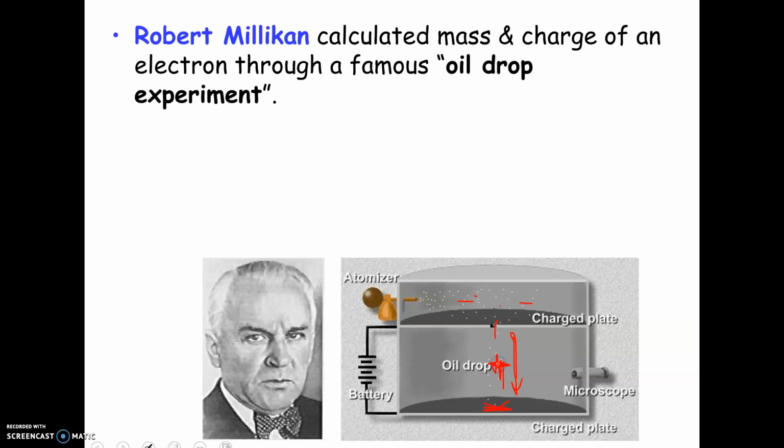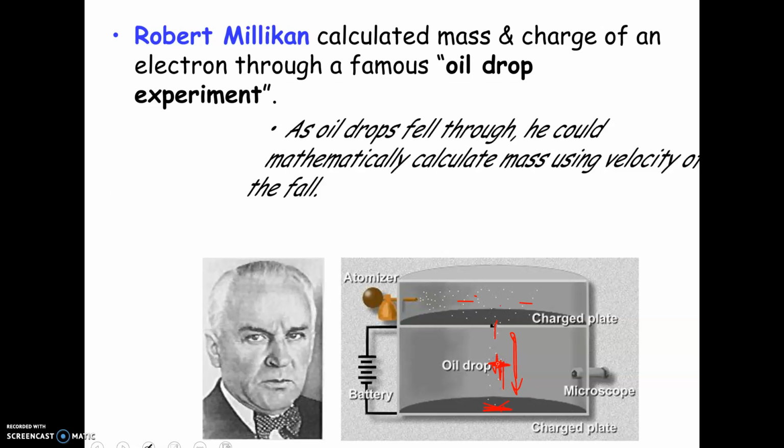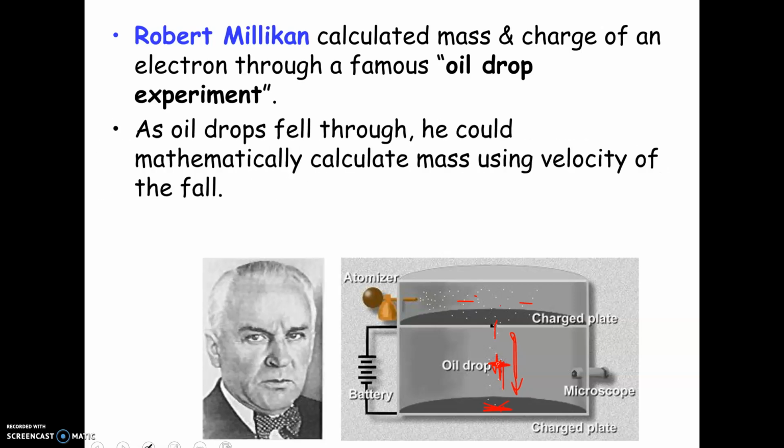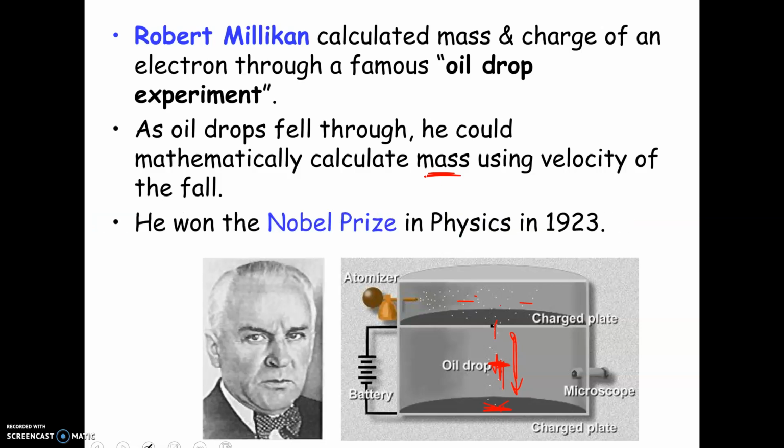It would literally hover. And so all you really want to know about him is his name was Robert Millikan. The experiment is called the oil drop experiment. And mathematically, he was able to calculate the mass of an electron as well as the charge of an electron. He actually did both. And so he won the Nobel Prize in 1923 for his work.